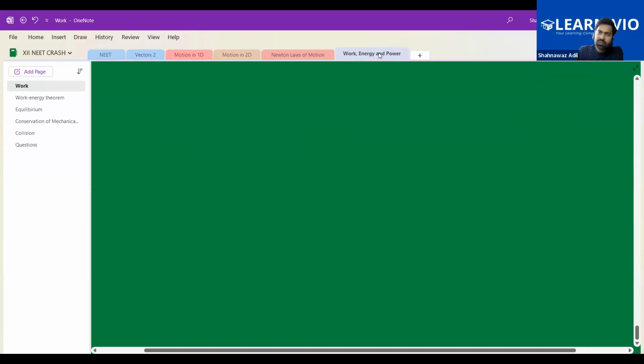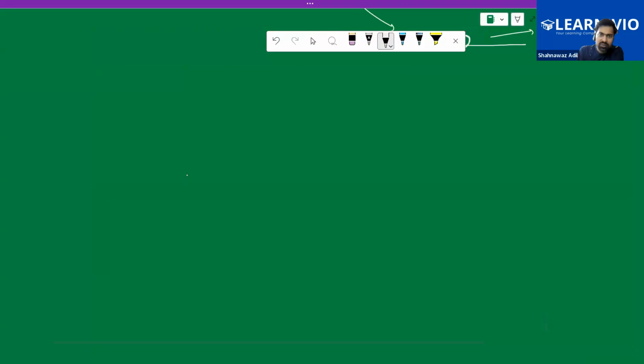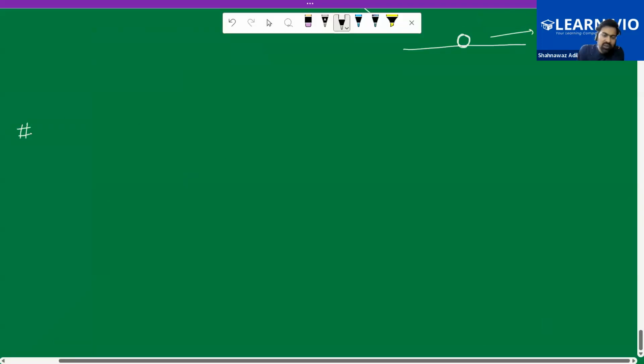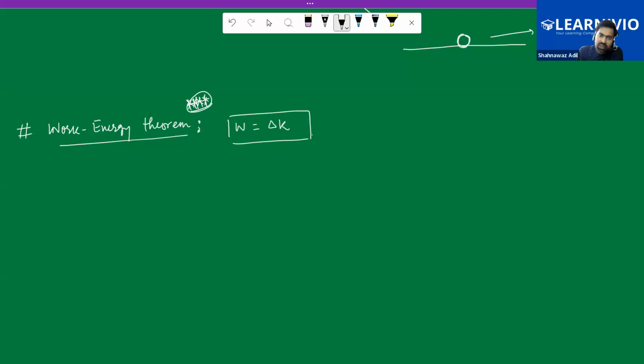Okay, so the next topic is, we have talked about work, we have talked about energy. So the next topic is the work energy theorem. And what is that? This is a very important theorem. It says that the work done on an object is equal to the change in kinetic energy. So this is the work energy theorem.